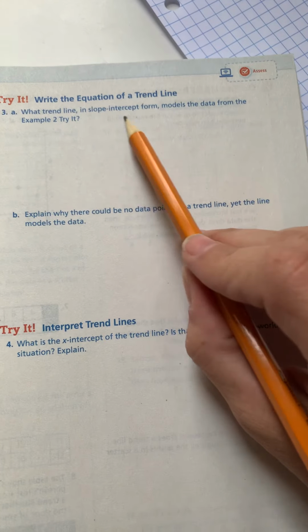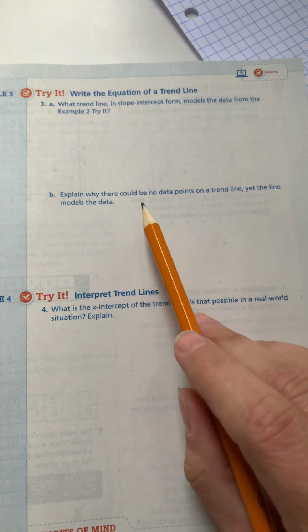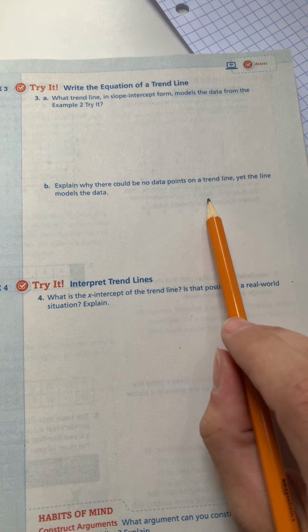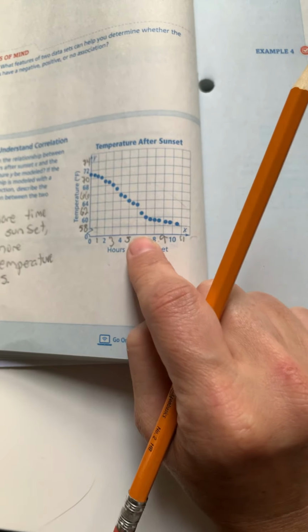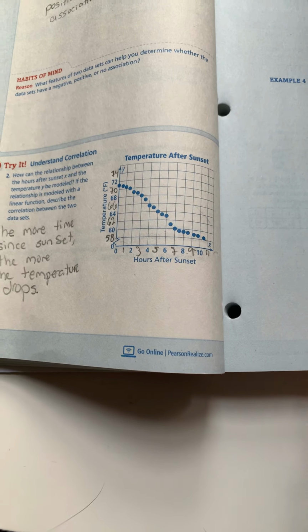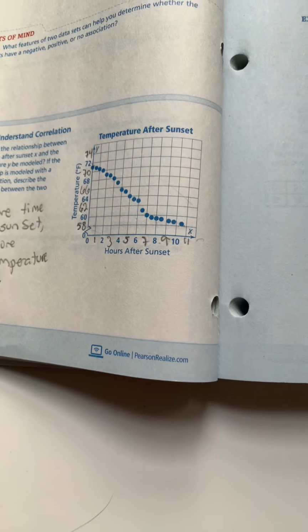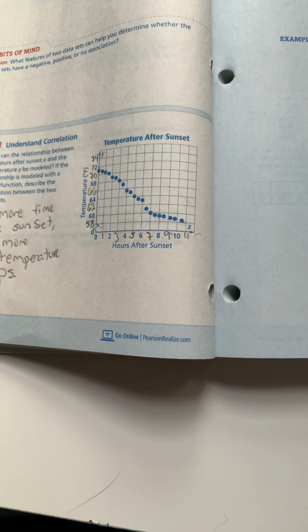What trend line in slope-intercept form models the data from example 2? And then we're also going to answer this question after that. So let's look back at this. And remember, you can just use the edge of a piece of paper, an index card. We don't want to just go off of this point. We want to go as close as we can between all the dots.